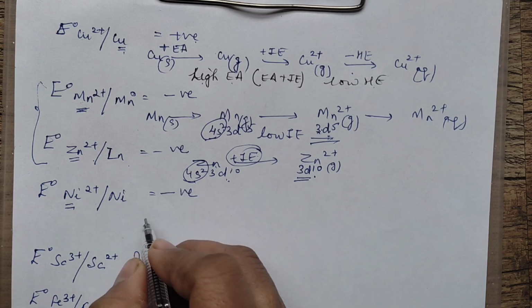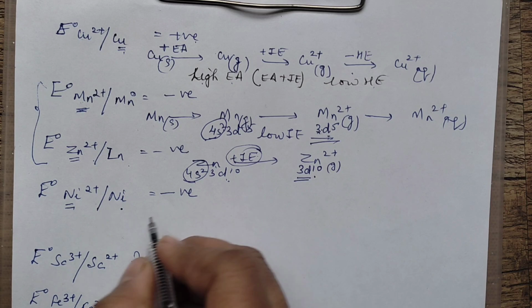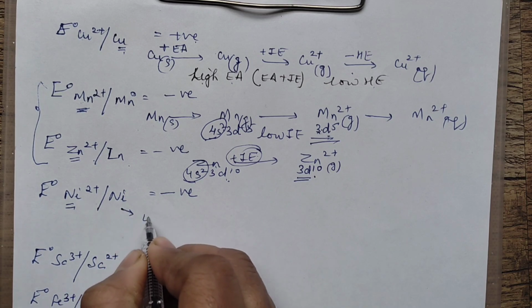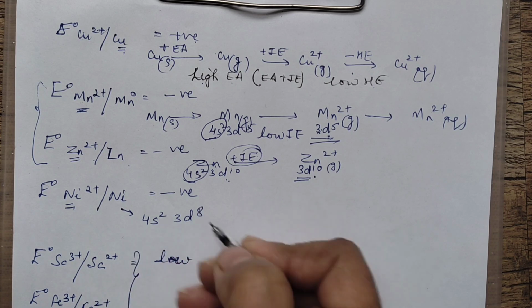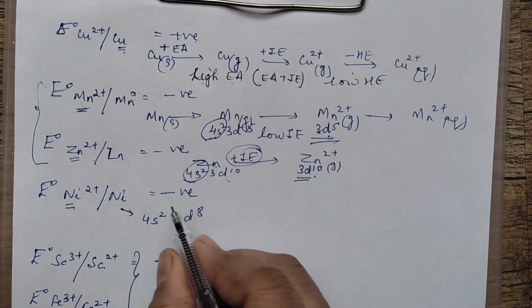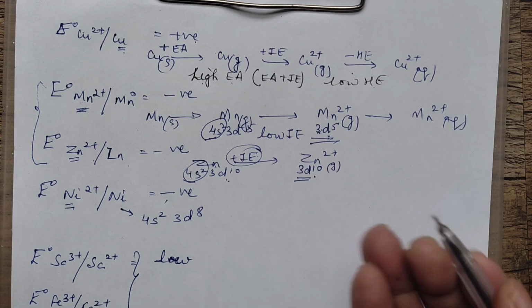For nickel, that configuration will not fit, because nickel's configuration, if you write it down, is 4s2 3d8. After losing electrons, it does not get that half-filled configuration. So why is it more negative?